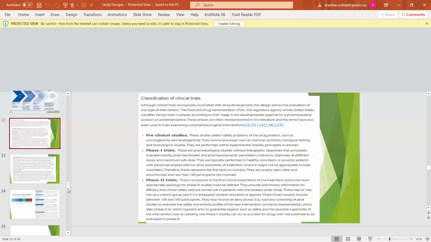And in phase 2 trial, we check the efficacy. A small number of persons are given the drug, and the efficacy is monitored. Next slide.